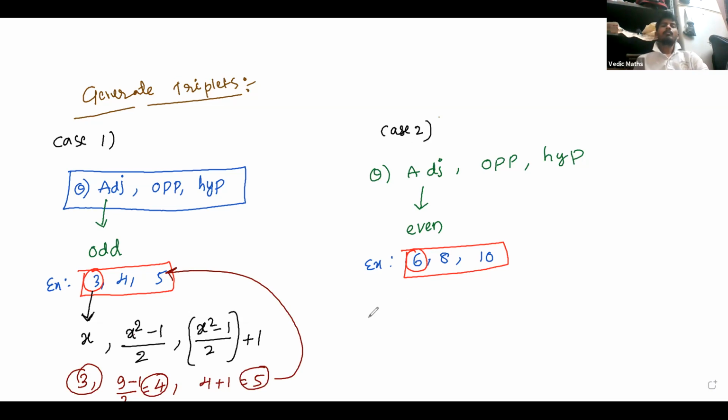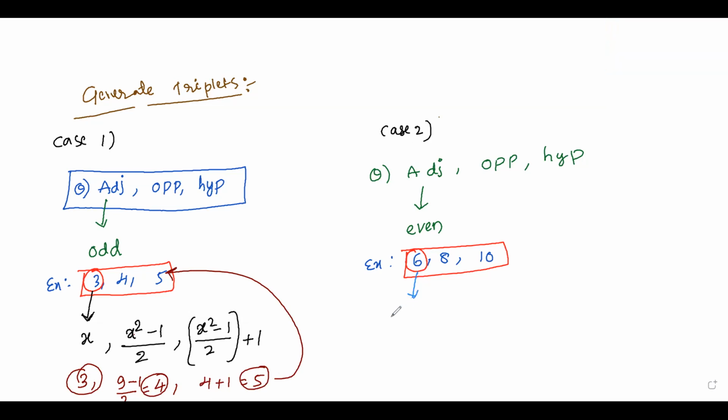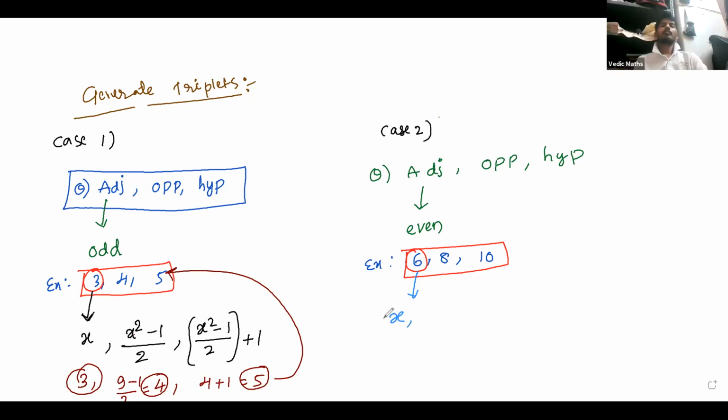In the same way, for an even number, it is x. Then what we have to do now? First, take half of it, and square it, and subtract 1 from it. Whatever value you are getting here, just add 2 to it.